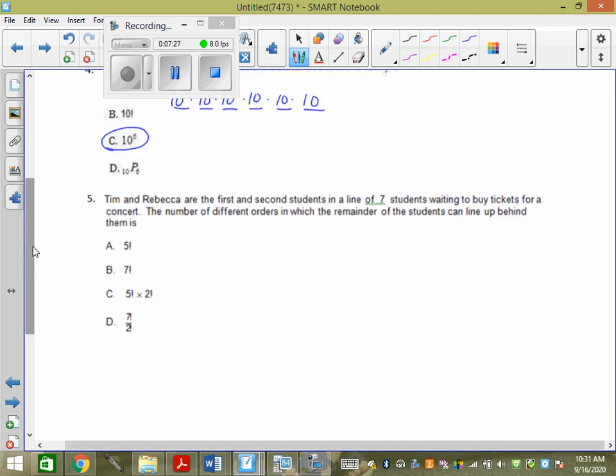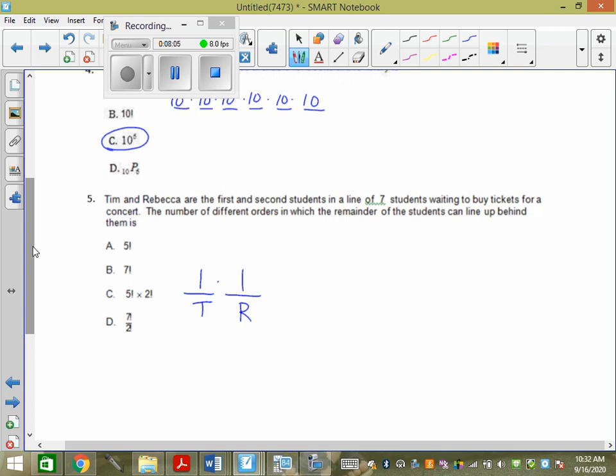All right. Tim and Rebecca are first and second students in line. Tim, Rebecca, first, second, in a line. 7 students waiting to buy tickets for a concert. They're in a line. If they're in a line, order matters. And if you say order doesn't matter, well, let's think about buying an Xbox. And there's 7 people in line, and the first 6 get an Xbox. Does the order matter? Yeah. So when you line people up, order matters. How do you know Tim's in front of Rebecca? Tim and Rebecca are first and second students. They're not the first 2.